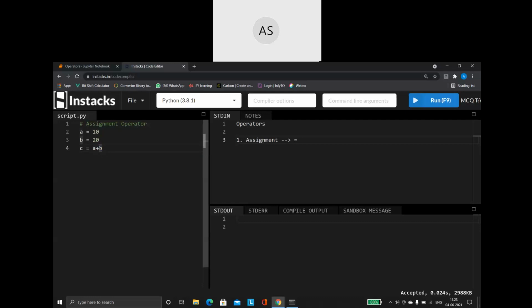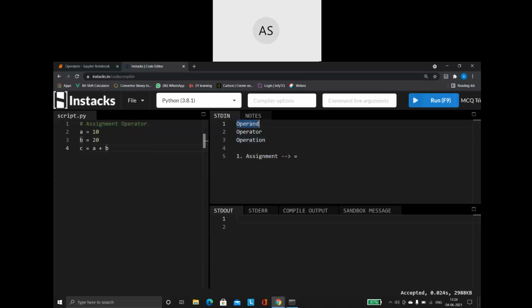So what are the key points in the operators concept? The technical words we will be using here are: one is operand, the next is operator, and the third one we will be using very often is operation. These are the three jargons, the three words very commonly used when we discuss the topic of operators.